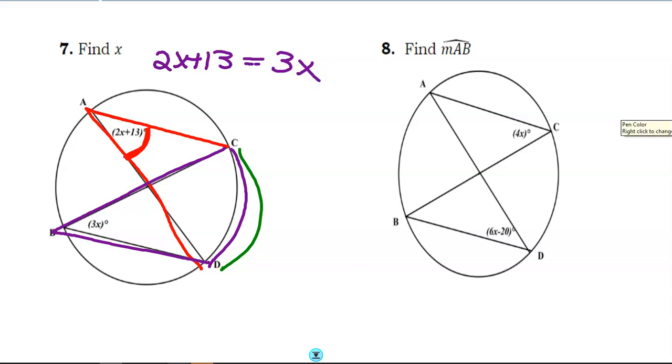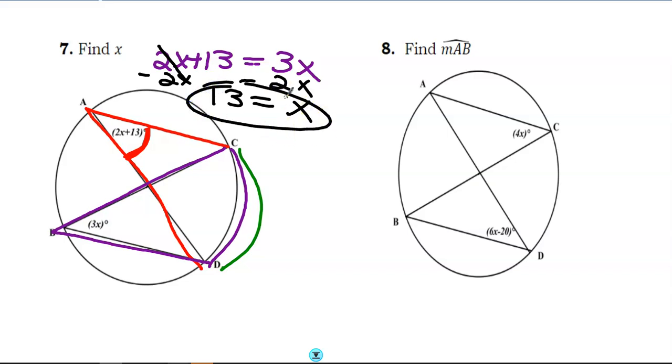Okay, so I want to move my x's together, so I'm going to subtract 2x to both sides, and I get 13 equals x. I don't need to divide anything, and I have x equals 13. So I don't really need to know what the arc is. I just need to know if they share an arc, therefore these two are congruent to each other.